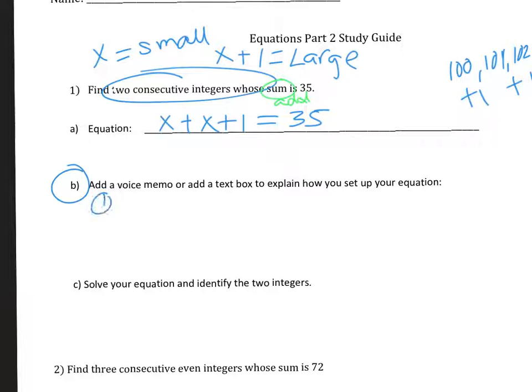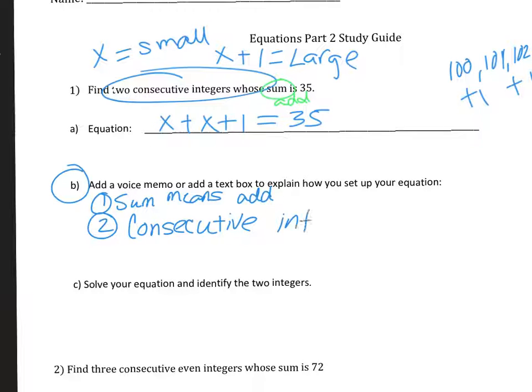For one thing, the word sum means that you're going to add. So that's where the addition came from. And two consecutive integers increase by 1 every time.